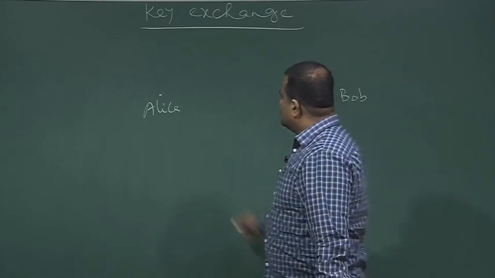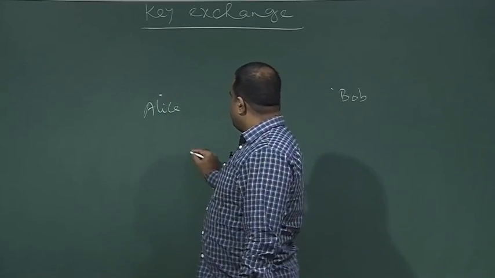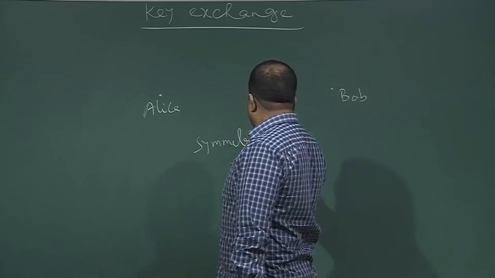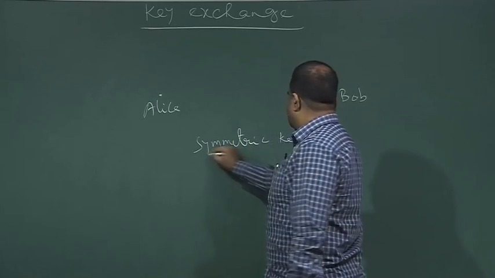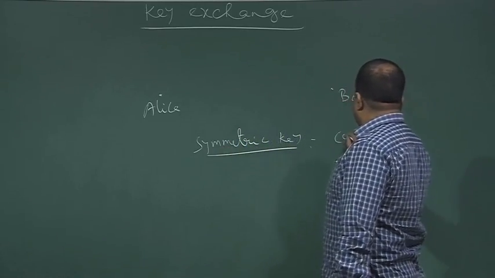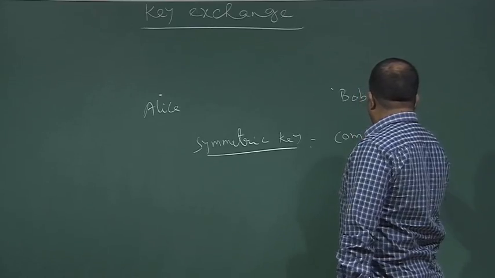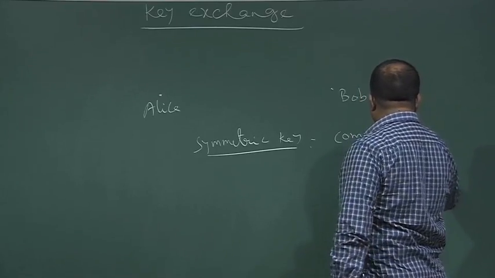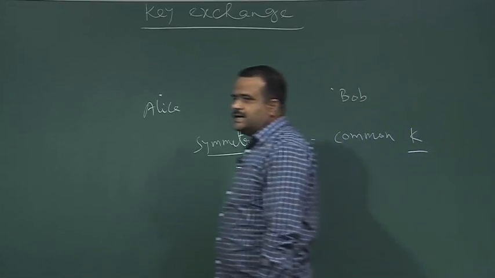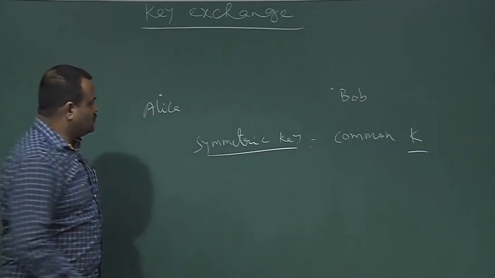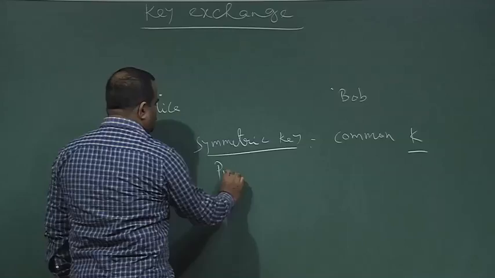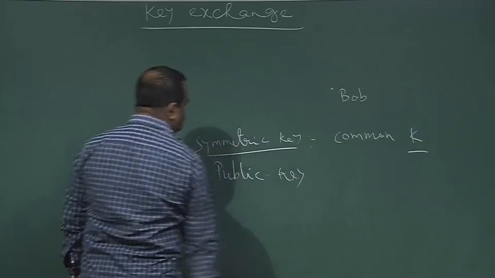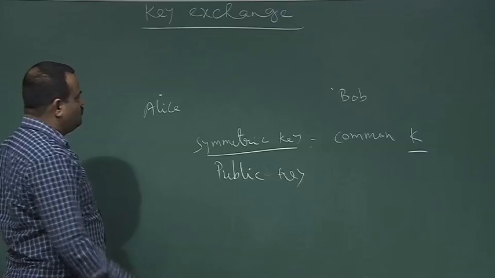For symmetric key, we need to have a common key k. So the question is how they can share this common key. This is one issue. And for a public key crypto system, they don't need to have a common key.